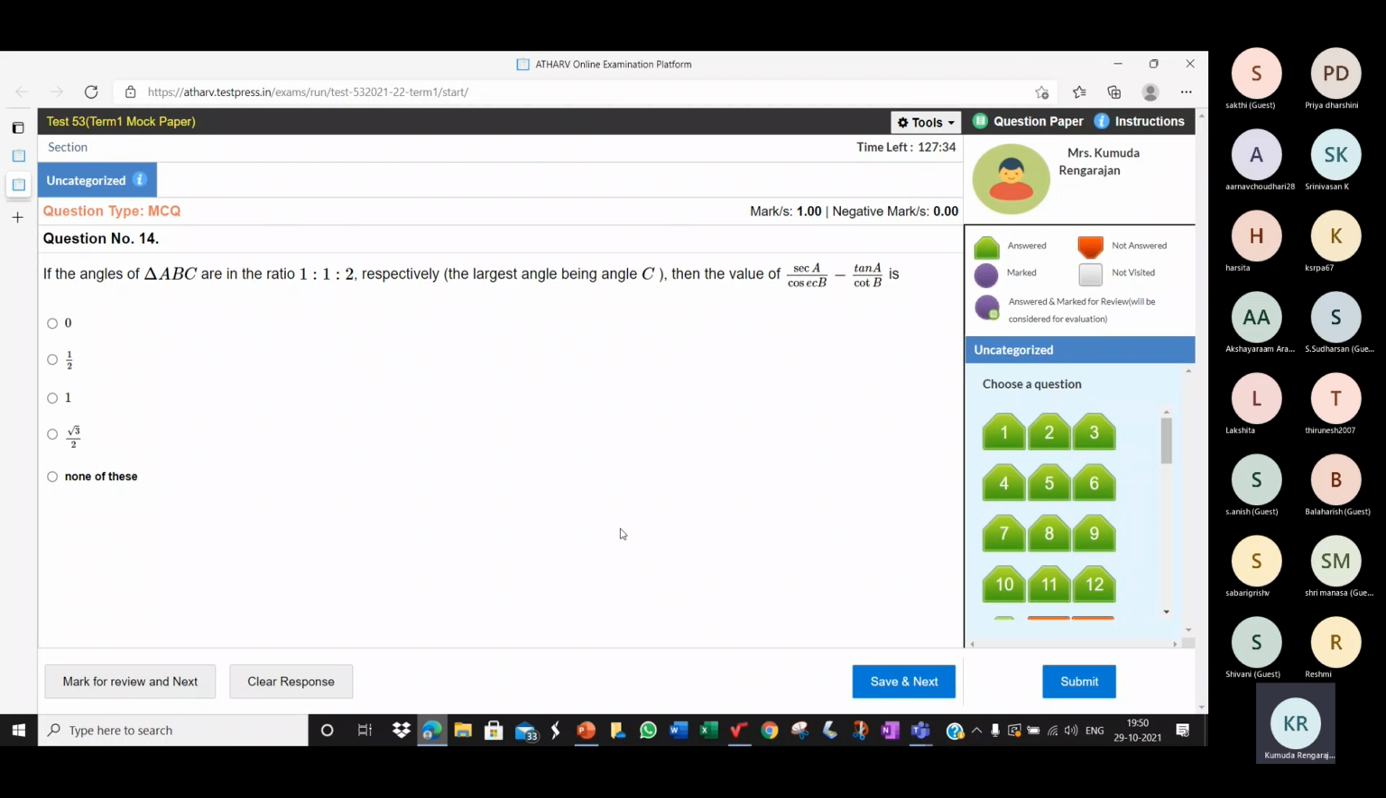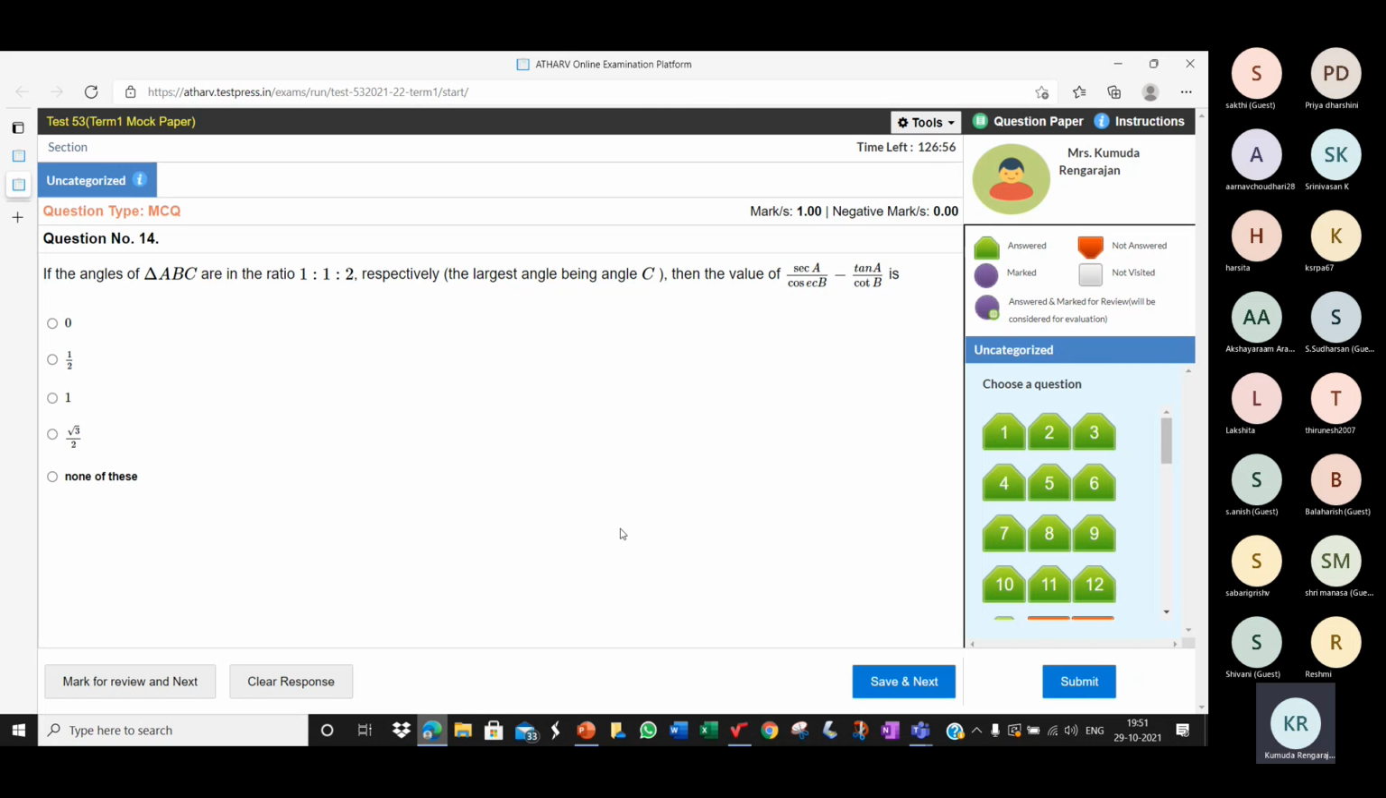So this is simple. Let angle A be 1x, let angle B be 1x. So angle C is 2x. So what's the measure of angle A? Ma'am, 45 degrees, ma'am. Yeah, 1x plus 1x plus 2x is equal to 180, the sum of the three angles. So from that you will get the first angle x is 45 degrees. The second angle is also 45 degrees and the third angle is 90 degrees.